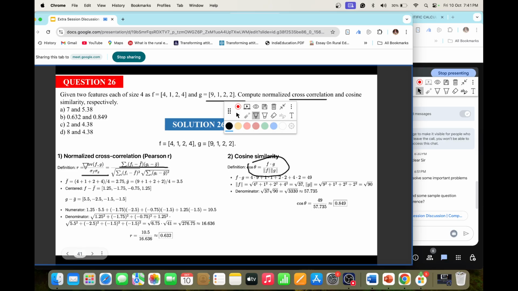But if you just have to find the covariance of f and g, you have to put 1 by n here, and if you calculate sigma f, then put 1 by n within the root, and 1 by n also within the root to compute sigma g. By this you can get the Pearson correlation coefficient or normalized cross correlation value. Again an important formula, just memorize these formulas and you are good to go with the question.